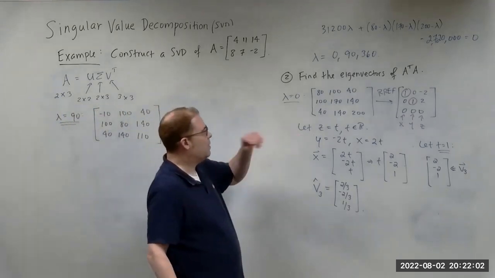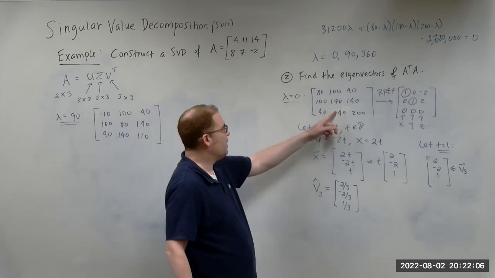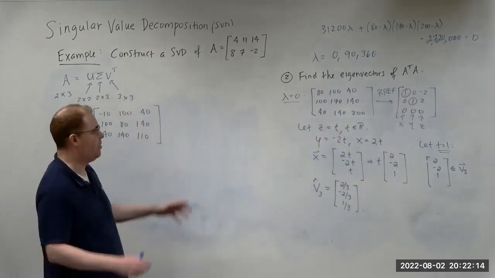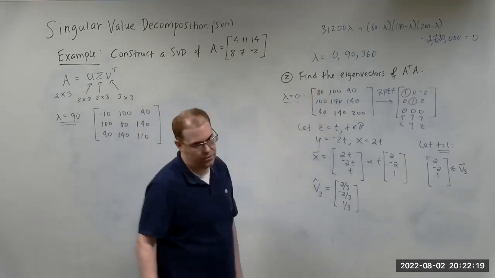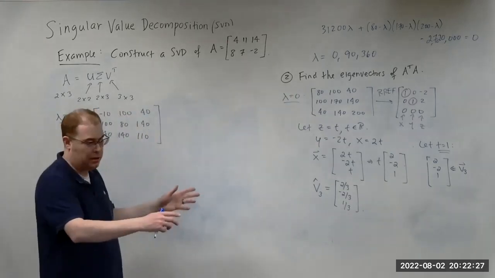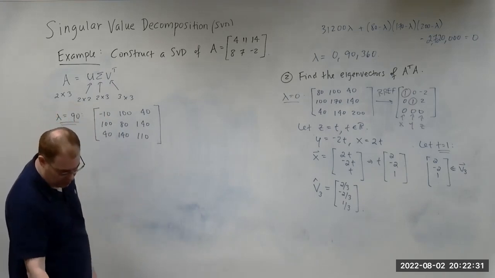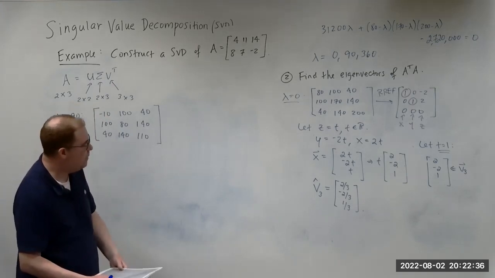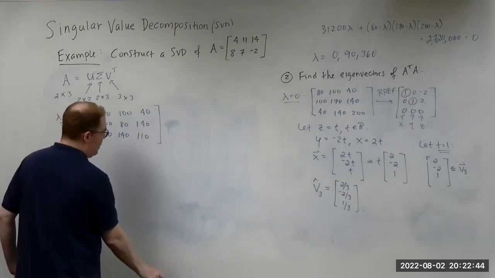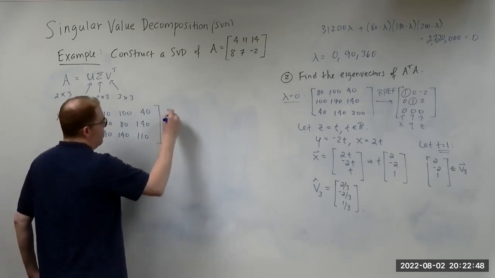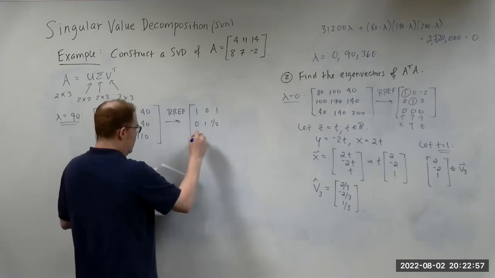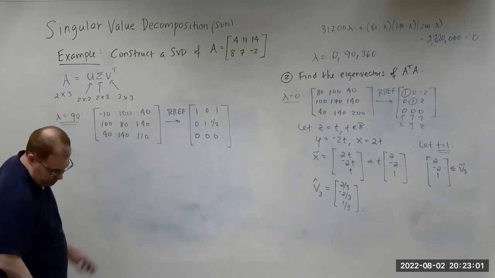Something else to notice here is that these are symmetric matrices. Not surprising, because we're working with A transpose A. So generally speaking, these matrices will always be symmetric. And so, again, plugging 90 back into the matrix that we had earlier, the one with the determinant. Again, doing an RREF, we're going to end up getting 1, 0, 1, 0, 1, 1/2, 0, 0, 0.